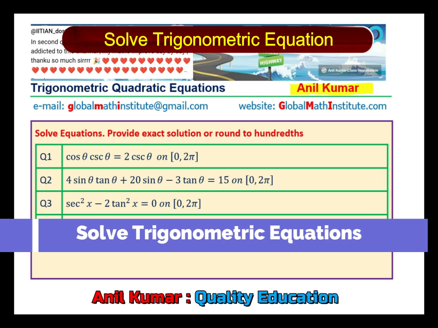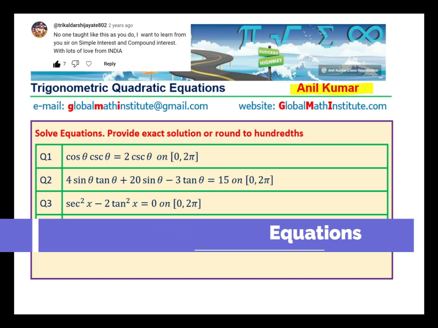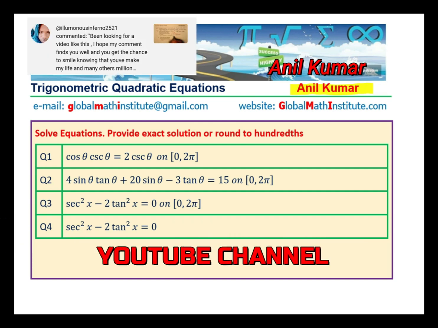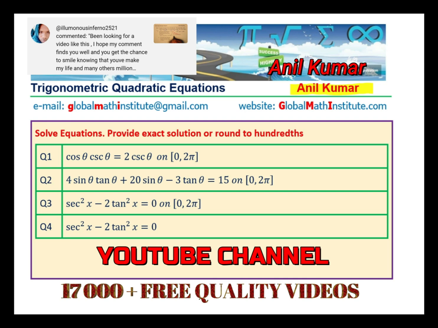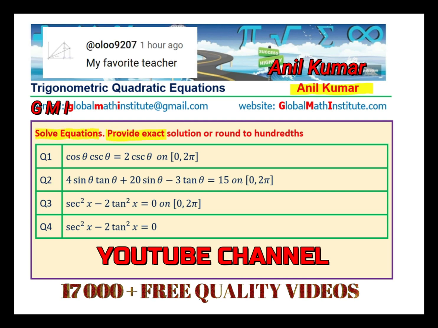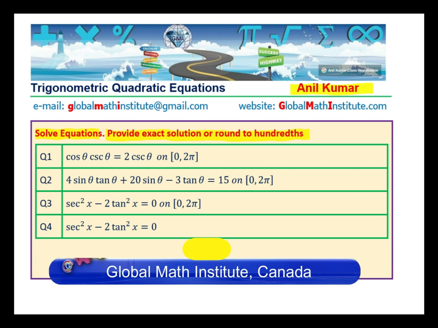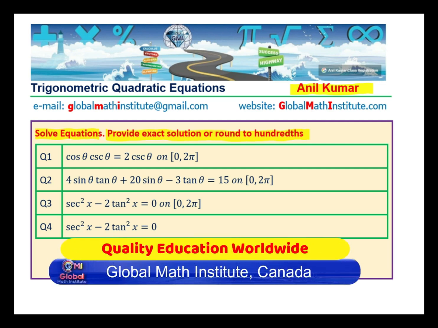In this video, we'll consider 4 examples to solve trigonometric equations by factoring. We are working in the domain of 0 to 2 pi. Solve equations, provide exact solution, or round to the hundreds. You can use special triangles to find the exact solutions. Otherwise, use calculator to calculate the answers in radians. So the settings of the calculator should be in radians.